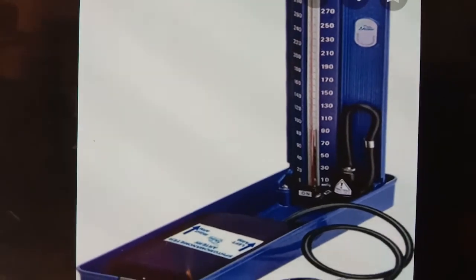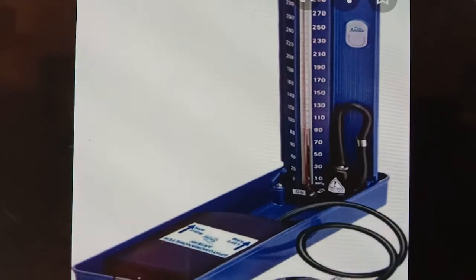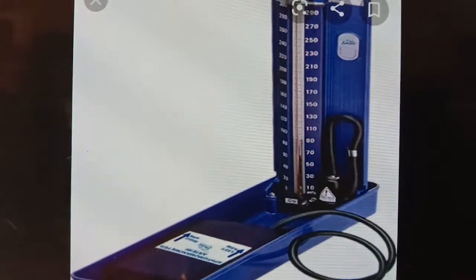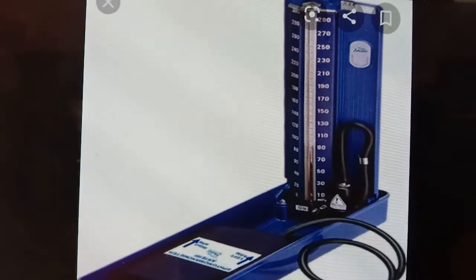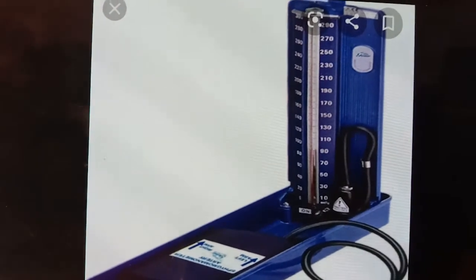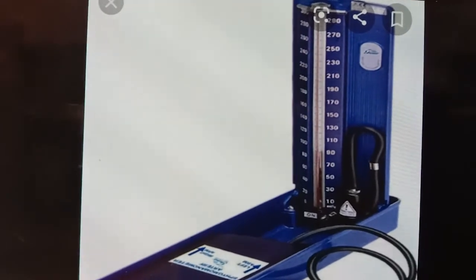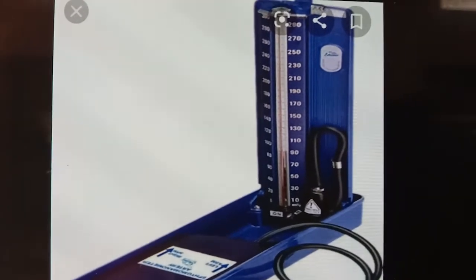When a person is relaxed and resting, the pressure in the brachial artery is measured. It helps to estimate the blood circulation and the working of the heart. Is that clear? Very, very important. It helps to diagnose conditions of increase and decrease in blood pressure level. So this is called the apparatus for measuring blood pressure.